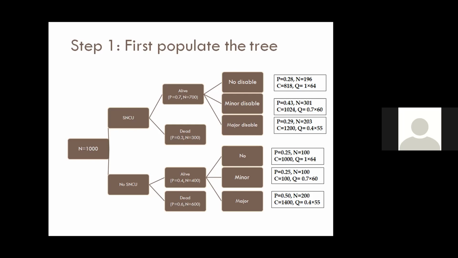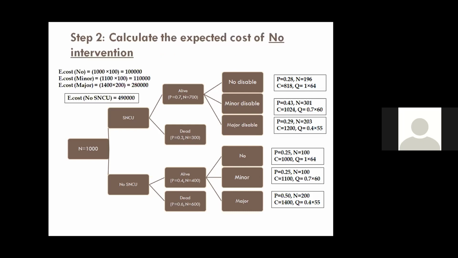See, in the cost data, again, you get two types of cost data. One is without intervention, another is with intervention. Similarly for the effect. So we need 4 steps actually now. First, without intervention cost. So what is without intervention? That means no SNCU. So go to the bottom.